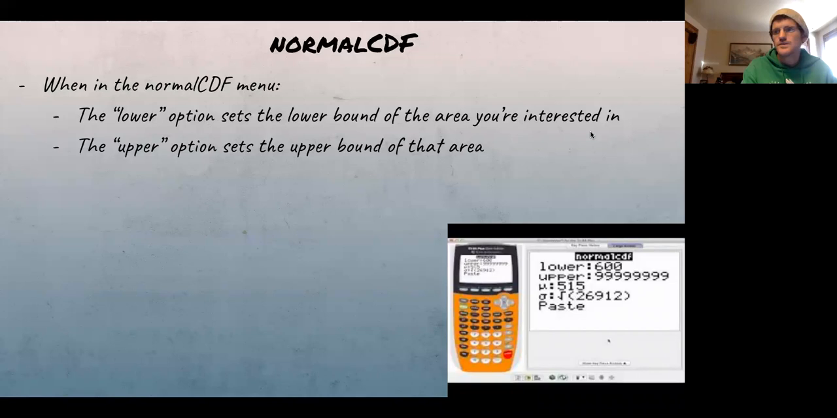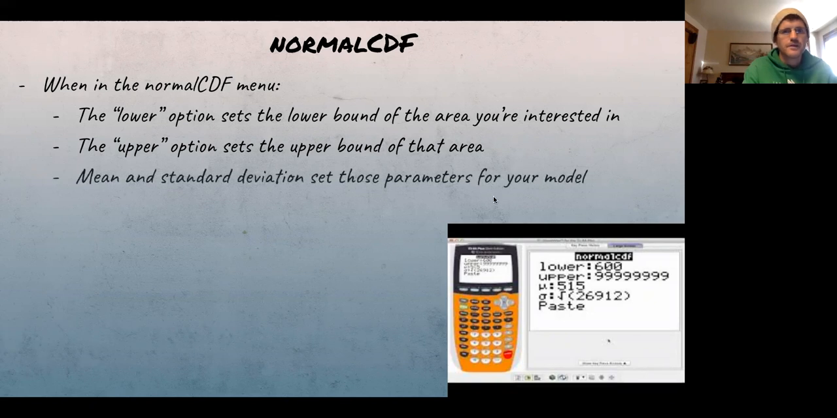So if there are still questions, there was a question about that, so I'm just answering. Upper is going to set the upper bound of the area that you're going to find. And mean and standard deviation set the parameters for our model.